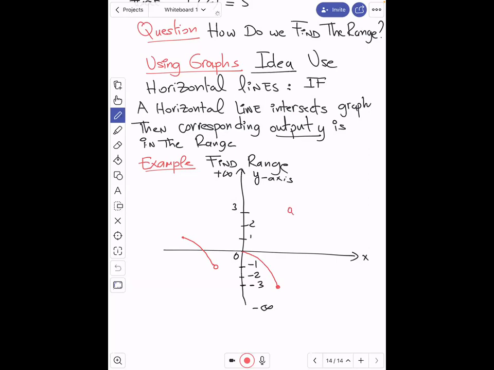Okay, so that's my f of x, the graph of my f of x. This is a full circle right here. As I said, for the range, we're going to use horizontal lines, and you go from the bottom to the top. That's really important. You use horizontal lines and go from the bottom to the top.